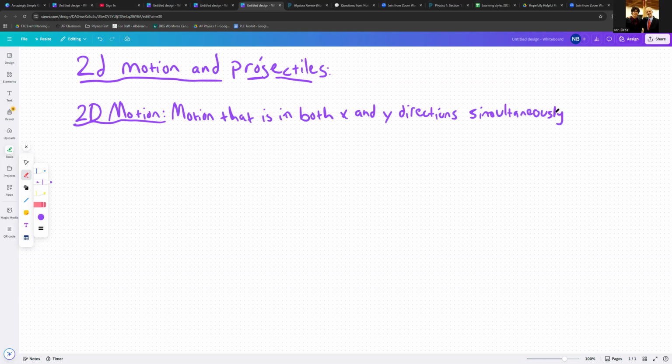Many of these two-dimensional motion problems will specifically be projectile motion, and a lot of the problems that AP will give you are projectiles specifically. But we're just going to wait on that for a second, because we're going to talk about a basic example of 2D motion where we can separate x and y variables to solve for kinematics values.